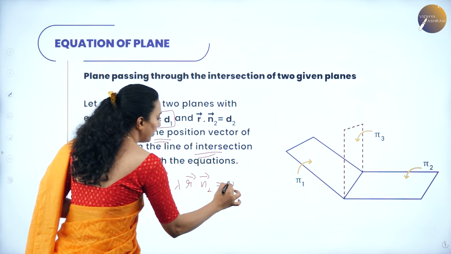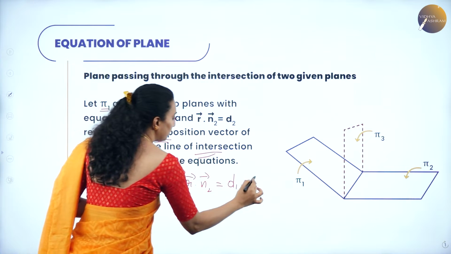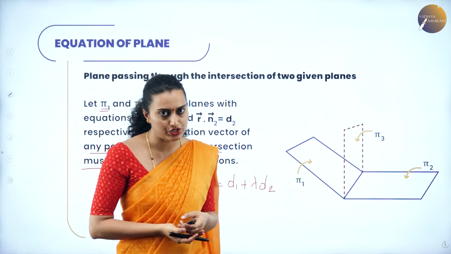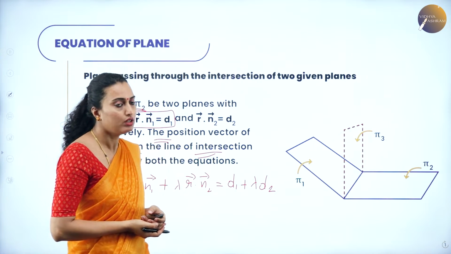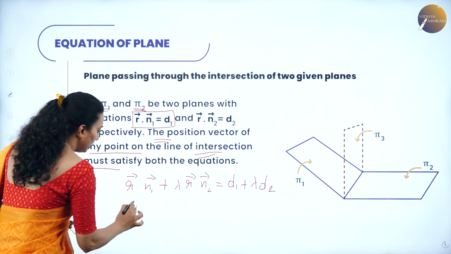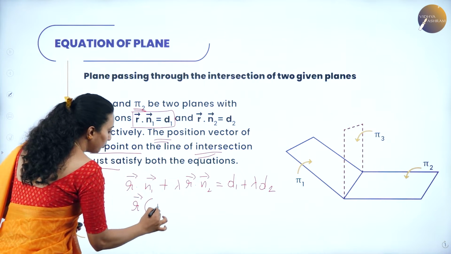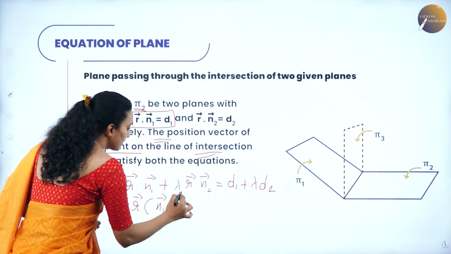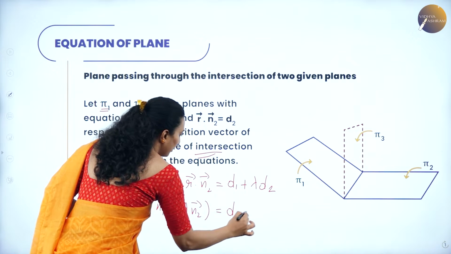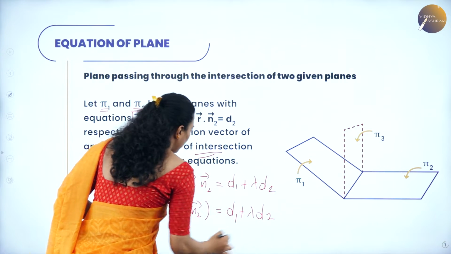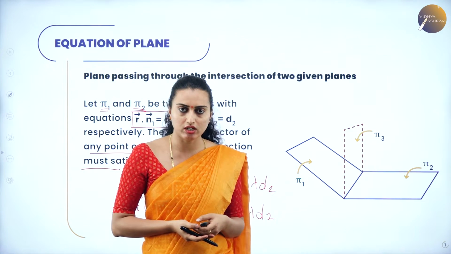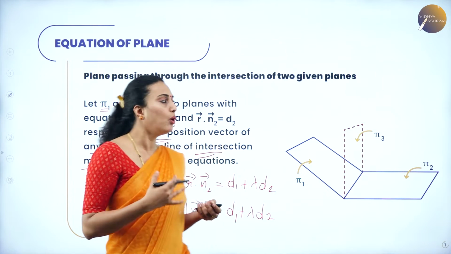Right hand side here d1 plus lambda into d2. Okay, this is what you are going to have, the equation of the plane. So here, if I take the r vector common in the left hand side, r vector into n1 vector plus lambda into n2 vector is equal to d1 plus lambda into d2. So this is going to be known as the vector form equation, or vector equation.